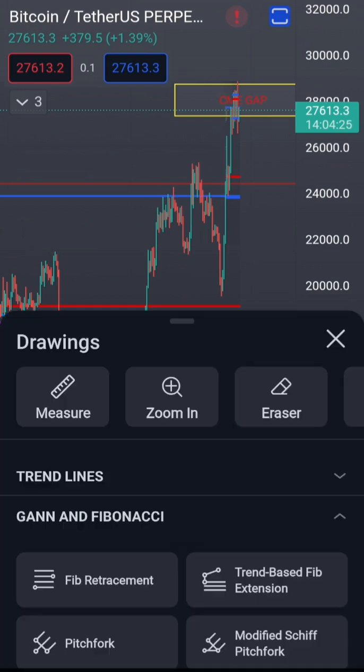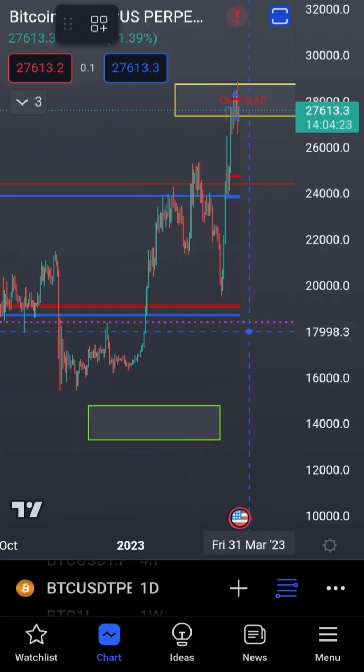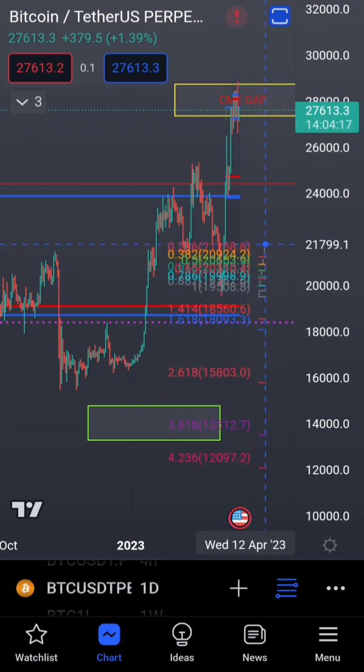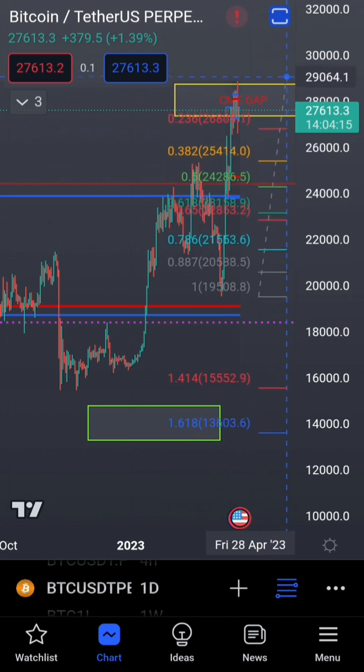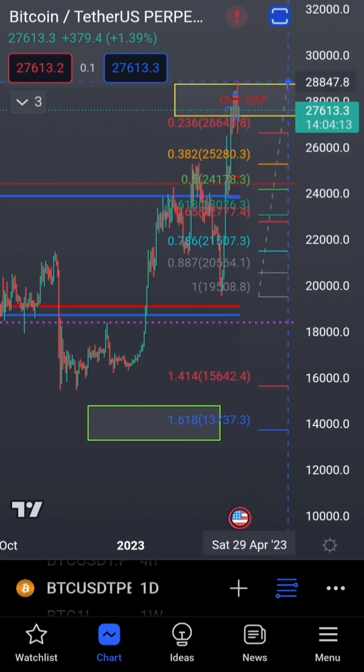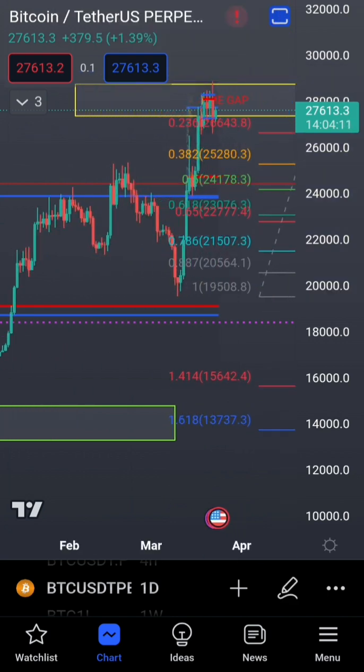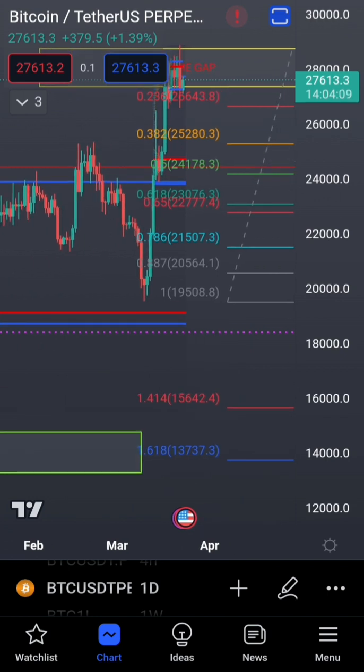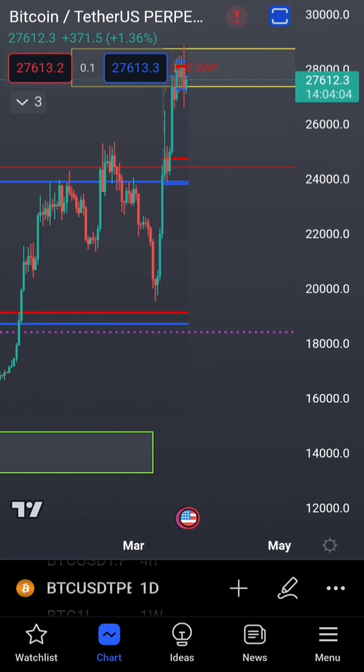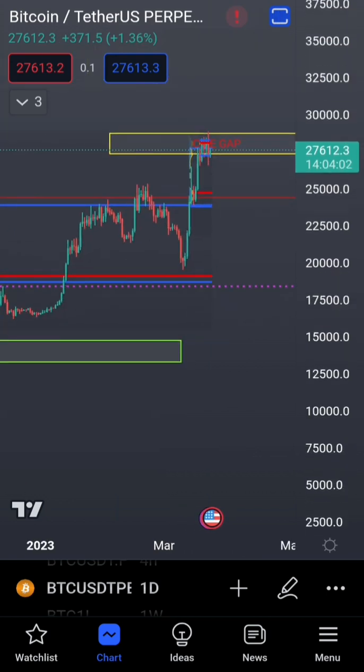Now just pulling a simple fib retracement, if you just want to look at this move up as a 5-wave move or as a wave 1 to the upside and expecting a wave 2, if you're so bullish, then your wave 2 can come as low as the 24,173, even as low as the 23,076. Those are the levels I'll be watching.